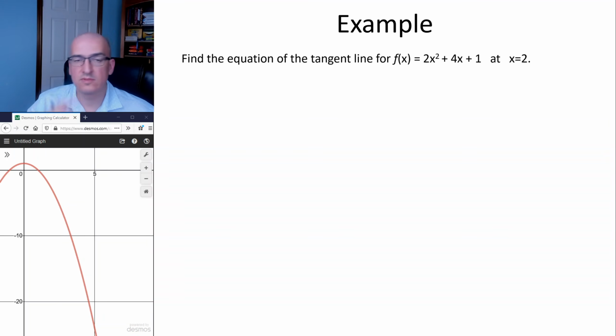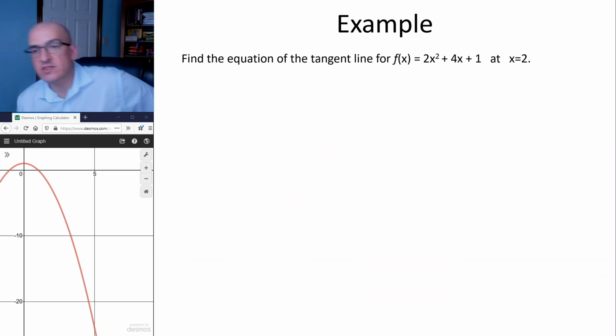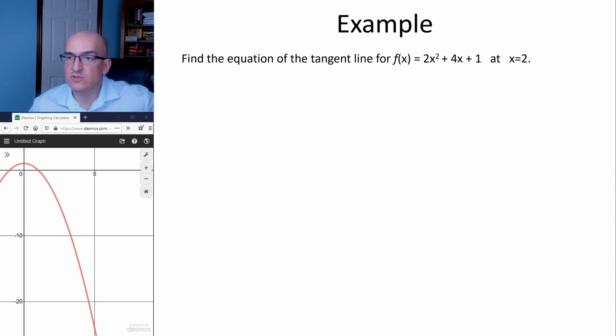Welcome back. In this video, we're going to continue with shortcuts for the derivative and see how they apply for finding equations of tangent lines. In this example, we're asked to find the equation of a tangent line for f of x equals 2x squared plus 4x plus 1 at x equals 2.